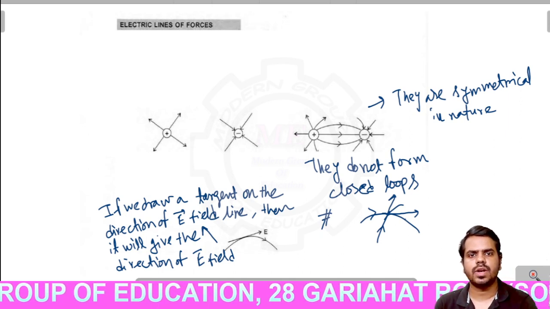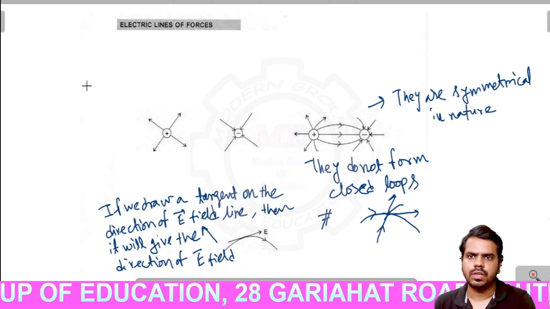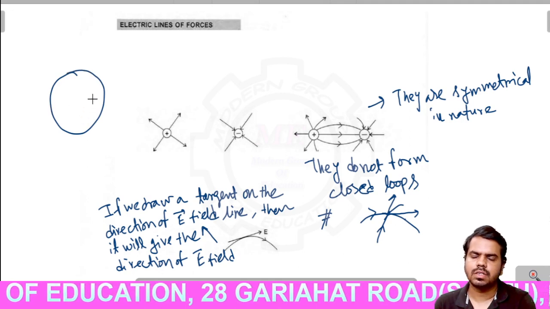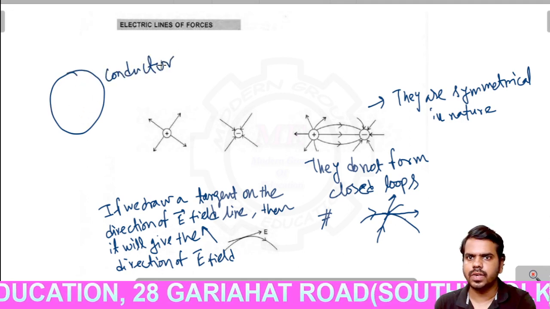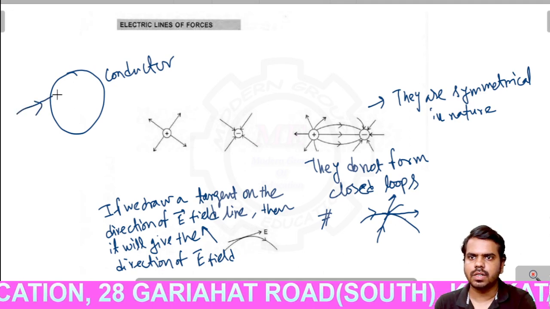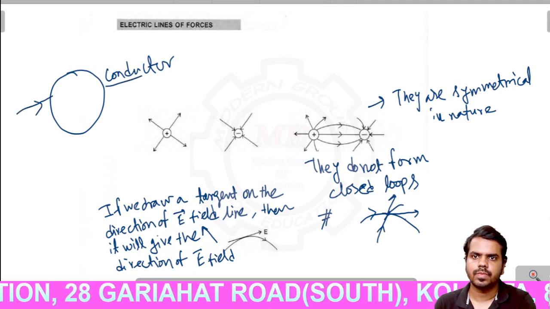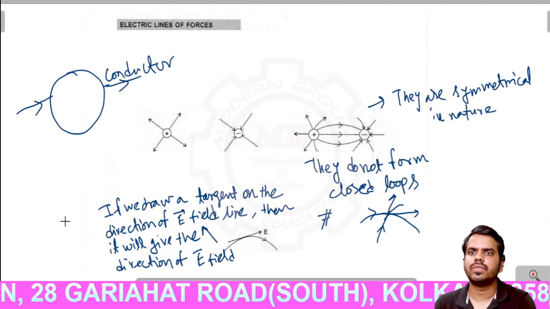And there are more points. Inside of a conductor, there is no electric field lines. Okay, there is no electric field lines.